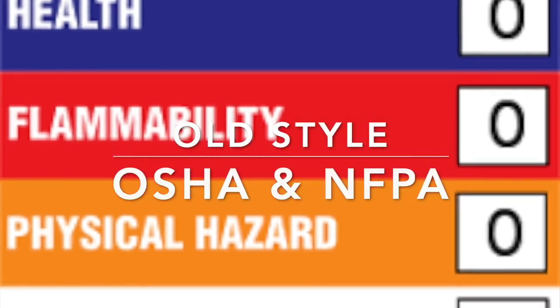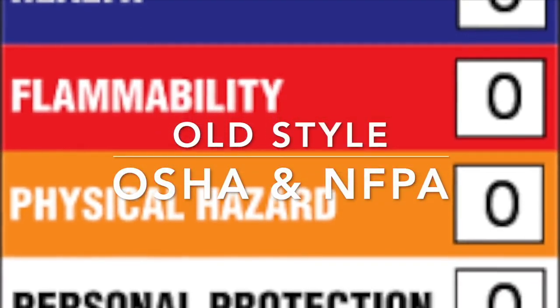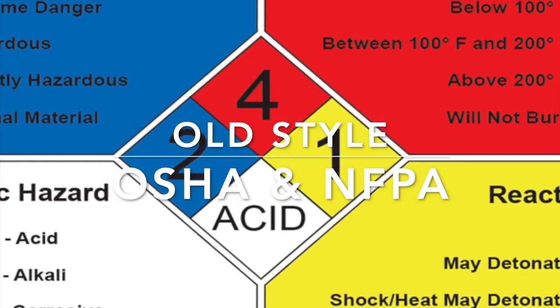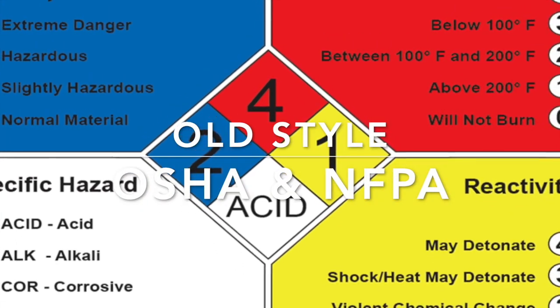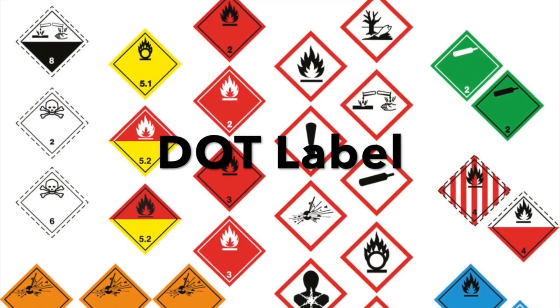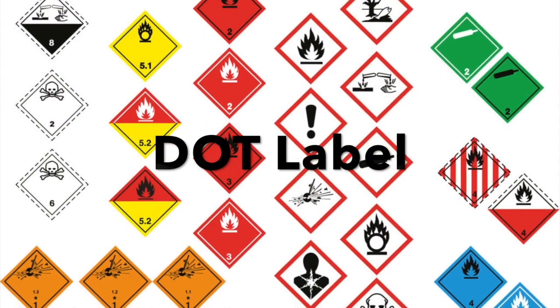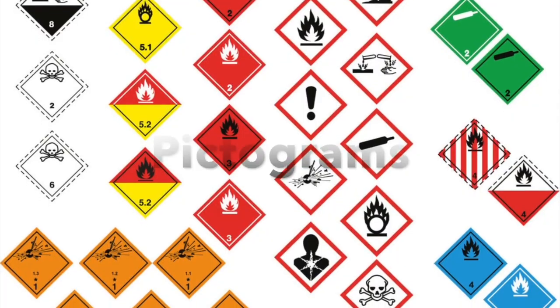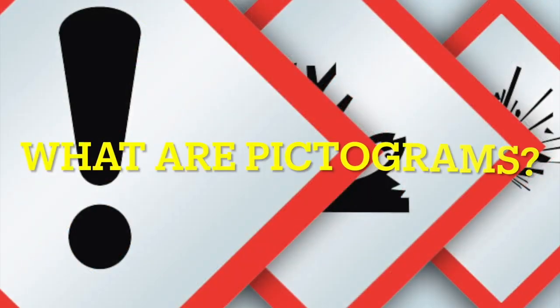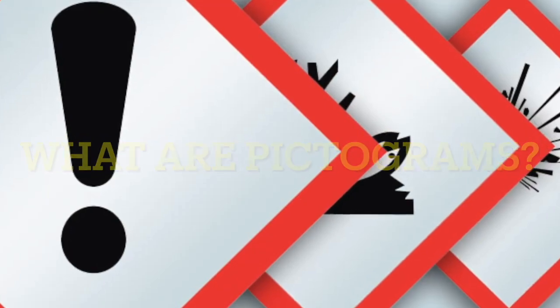In the past, the labels looked like this. These are the old-style OSHA and NFPA labels. There's been a different numbering system, different ways of looking at them. There's also the DOT labels that have been out there on bulk storage, like drums, totes, vehicles, and so forth. We're switching over and have switched over to pictograms. So what are these pictograms?